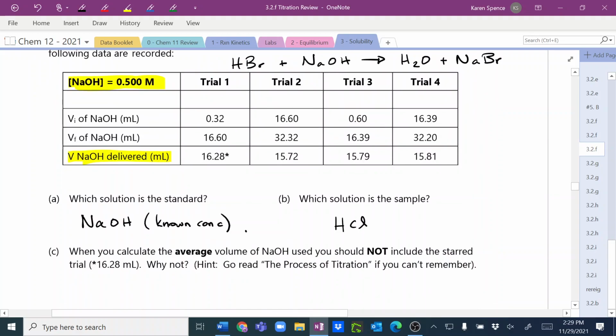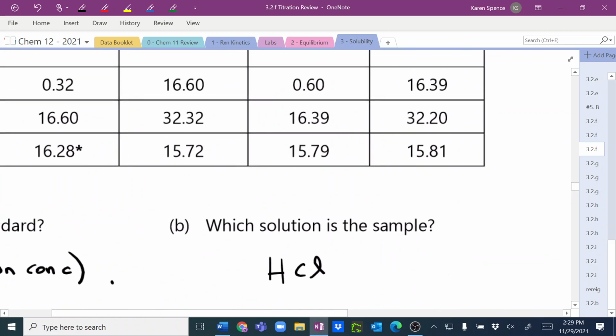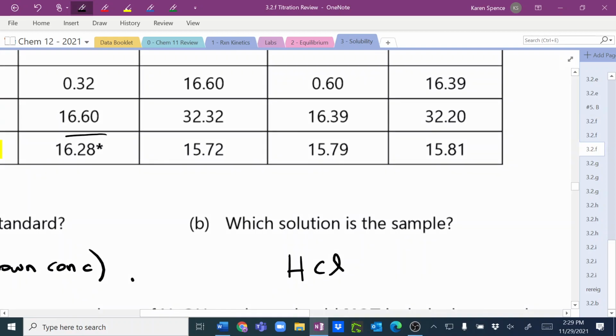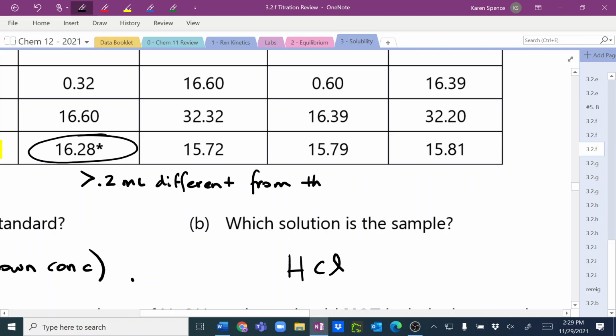Why should our average volume not include the starred volume? Let's take a closer look at those. Why am I leaving out this one? It's more than 0.2 milliliters different from the others. So it's an outlier.